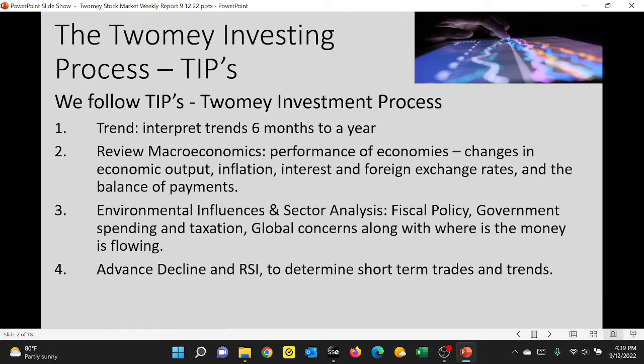And then we look at a little bit more lower-level detail, and these are more technical: the advance-decline. I use that as a big picture of the market. Is it advancing or declining? And there's something to interpret there. We'll go over that in future training sessions. Then also RSI, which is Relative Strength Index, which I want to touch upon here today because it was very relevant. And I hear more about that in the news, which I really hadn't heard of late, to determine short-term trades and trends.